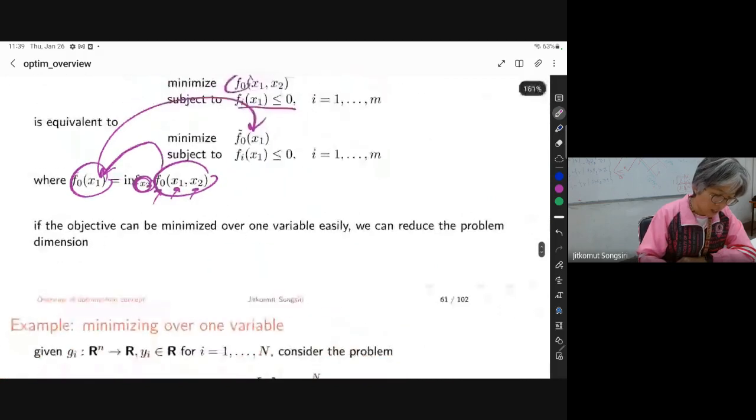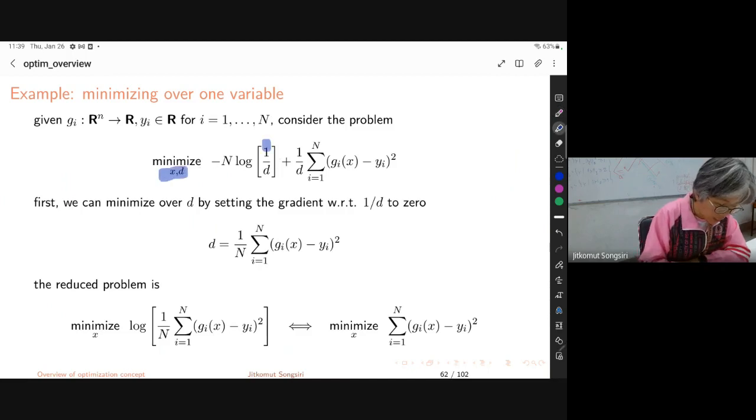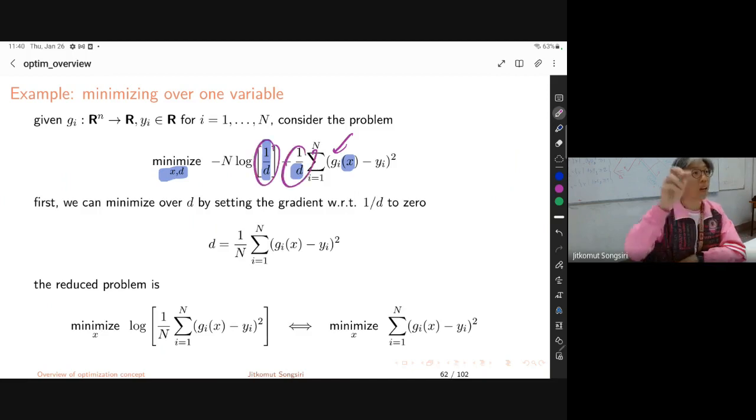That's a technique. I have one example here, though probably we don't have time. This is an example in maximum likelihood estimation. Now you have x and d. In terms of variable x, it's not clear how you would minimize, because you have to know something about g. But in terms of the 1 over d, you see the term appears a lot, log of 1 over d, and 1 over d as a constant here.